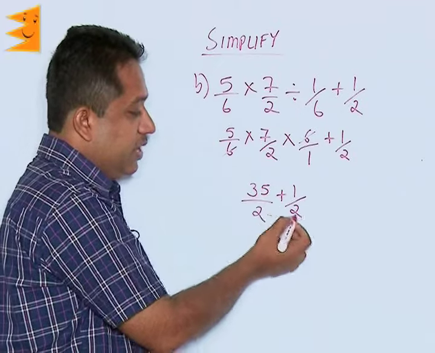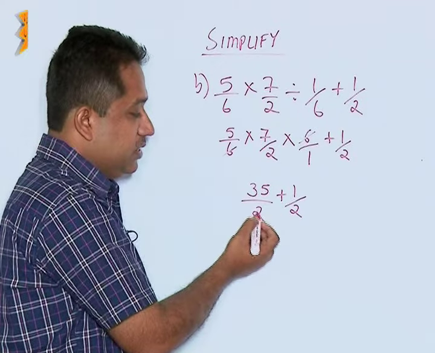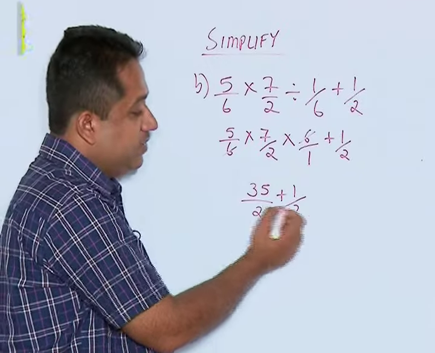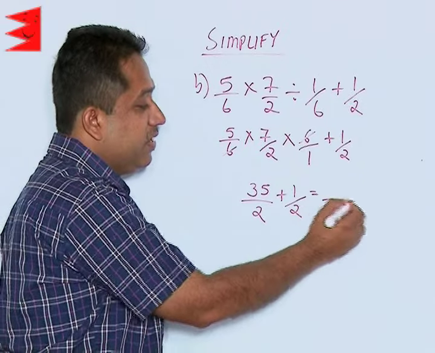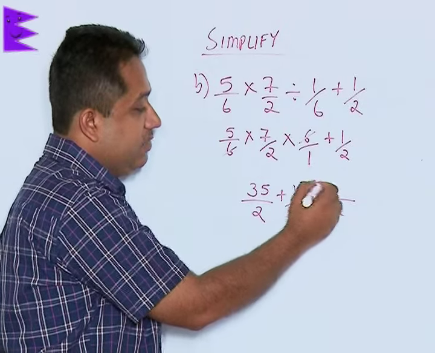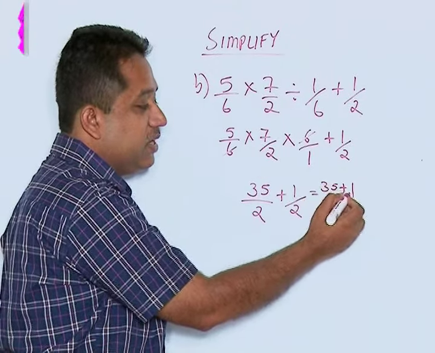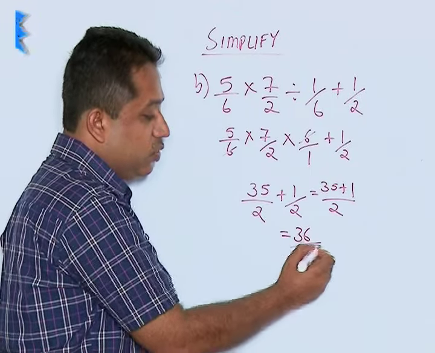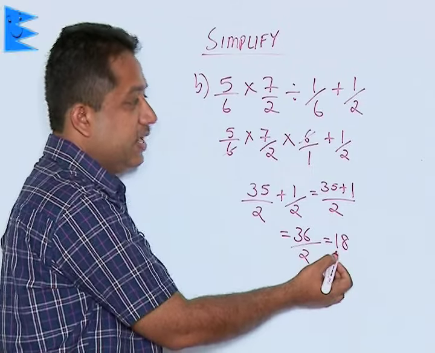Now, if you see both the numbers 35 by 2 and 1 by 2, the denominator is the same. So, we can simply add them, because the denominator 2 becomes the LCM itself. So, directly we can add this, we get 35 plus 1, and we know that 35 plus 1 is 36. So, 36 by 2 gives the answer 18.